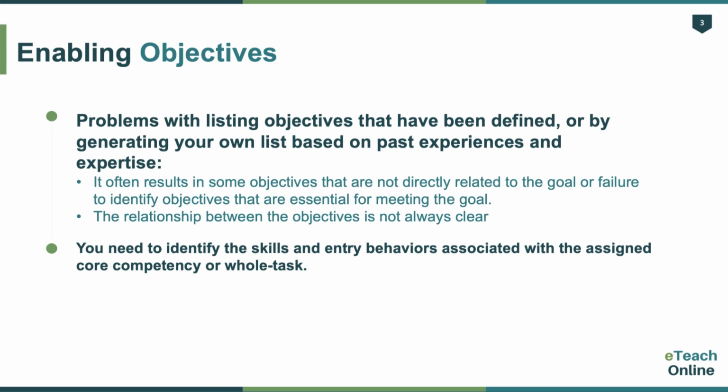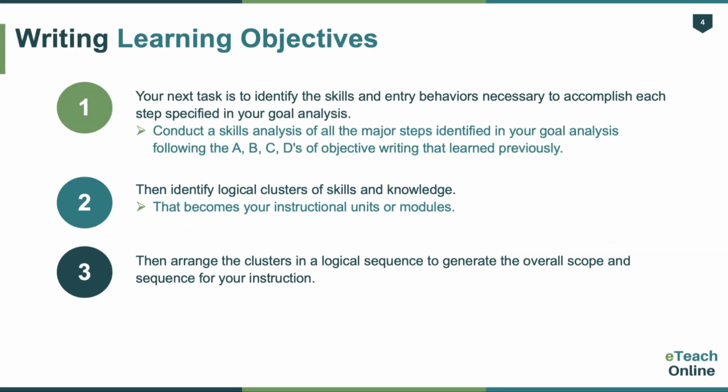In addition, when instructors begin the instructional design process by listing objectives, the relationship between the objectives is not always clear, making it difficult for learners to discern the connection among specified objectives or the relationship between the targeted objectives and prior knowledge. You need to identify the skills and entry behaviors associated with the aligned core competency or whole task. These skills will be your learning objectives. Objective writing is one of the most difficult and time-consuming of all tasks.